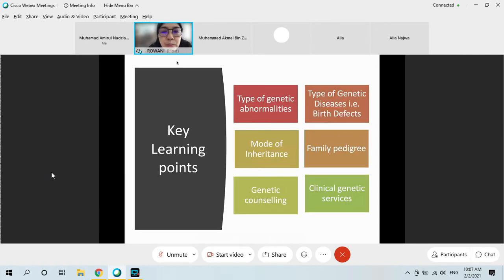So the key learning points: first, I want you to understand what the different types of genetic abnormalities are. At the same time, you need to understand the different types of genetic diseases, for example birth defects, and understand the different modes of inheritance. You need to be well aware of how we draw a family pedigree, what we mean by genetic counselling, and what clinical genetic services are.